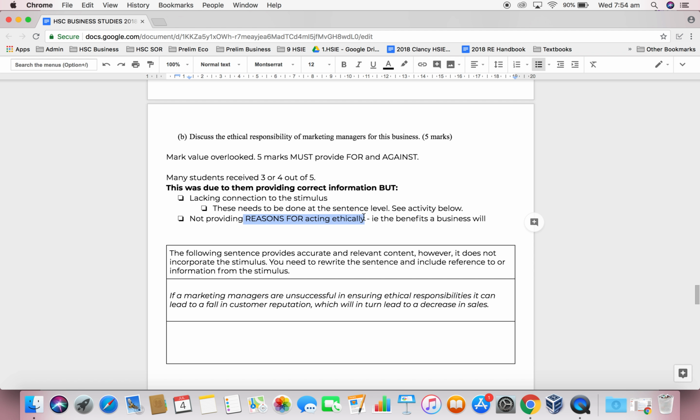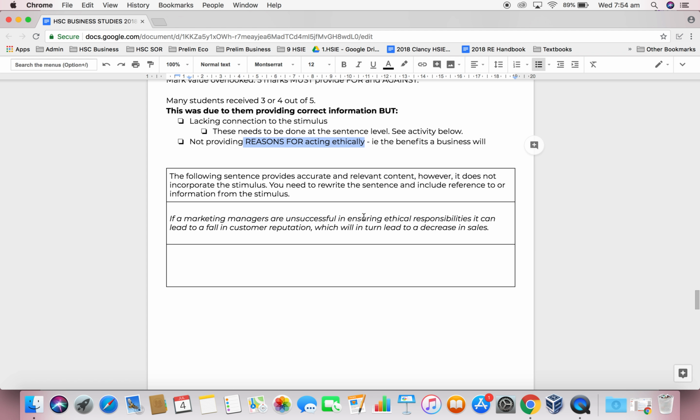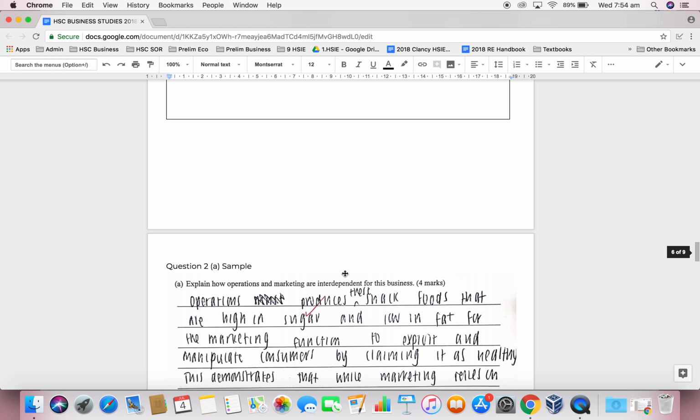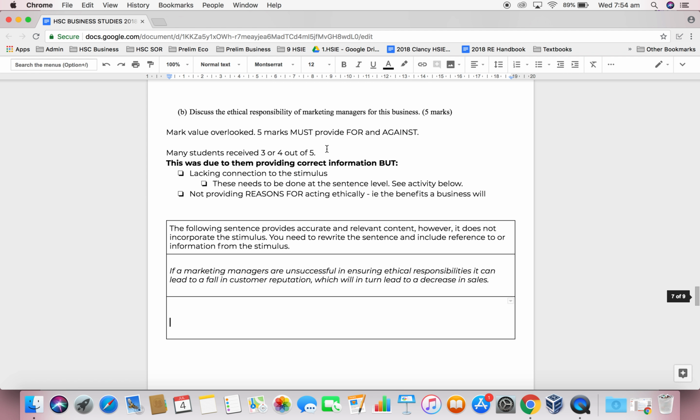So if this business was to change their production and reduce the sugar, this would lead to. So the following sentence provides accurate and relevant content. Great. However, it does not incorporate the stimulus at a sentence level. What you need to do is read this sentence and rewrite this sentence incorporating the stimulus. All right, so have a go at this now, please.